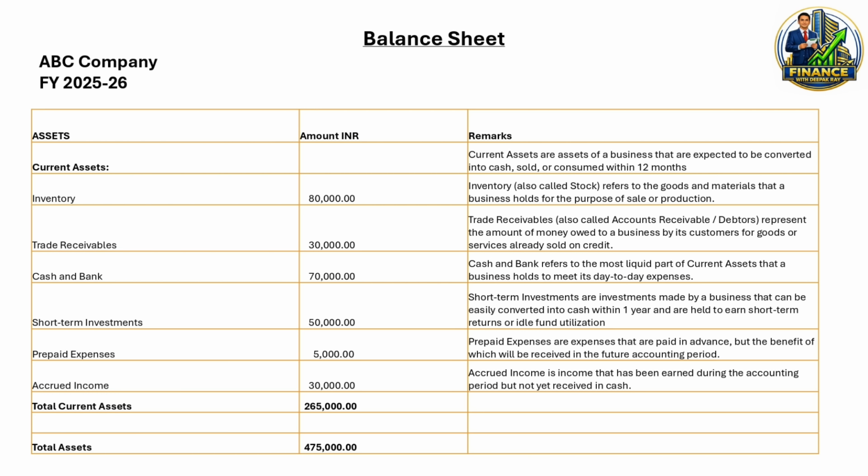Prepaid expenses. Expenses paid in advance for future benefit. Example, rent paid in advance, insurance paid in advance. Accrued income. Income earned but not yet received.